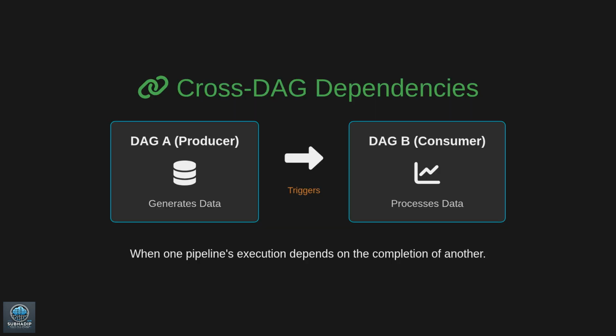Now let's talk about a very common scenario in complex data environments. Cross-DAG dependencies. This is when you have one DAG, say A, producer, that ingests raw data, and another, consumer, DAG that can only run after the producer has successfully finished. Airflow provides specific operators to handle this producer-consumer pattern gracefully.